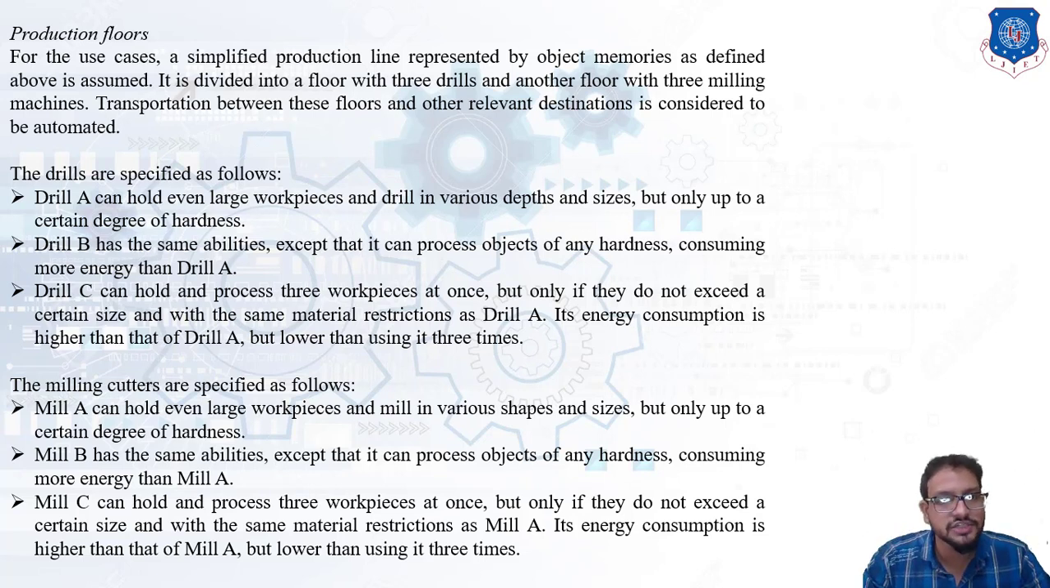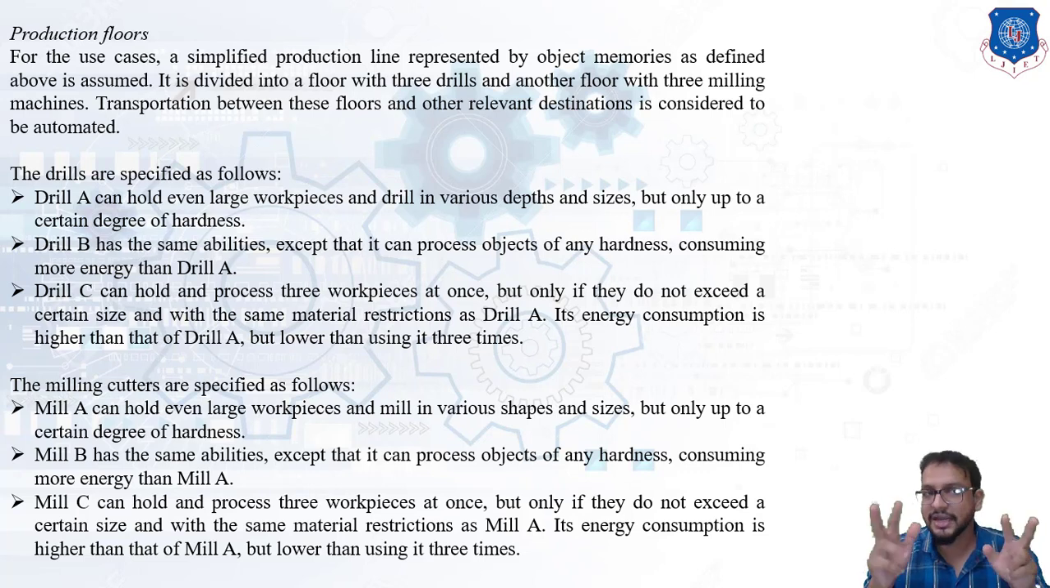Now clearly you can see that the drills are specified with the following instructions in our object memories. So what are the instructions present in a digital object memory for a drilling machine? See carefully, it is clearly written that drill A can hold even a large workpiece and drill in various depths and sizes, but only up to a certain degree of hardness. Which means this data is present in a digital object memory, defining that drill A can handle a large workpiece and drill in various depths and sizes, but only a workpiece which has a certain degree of hardness.